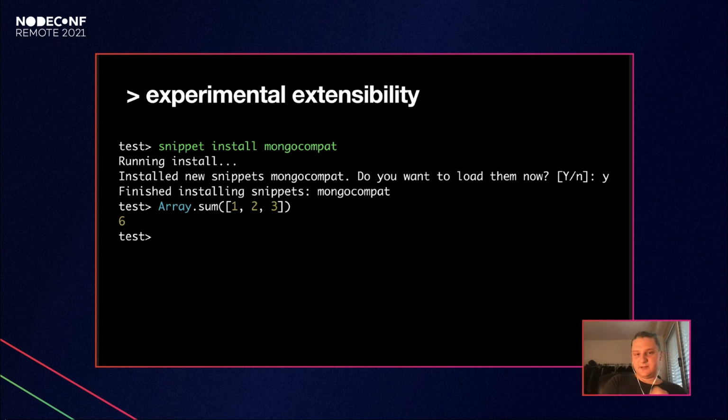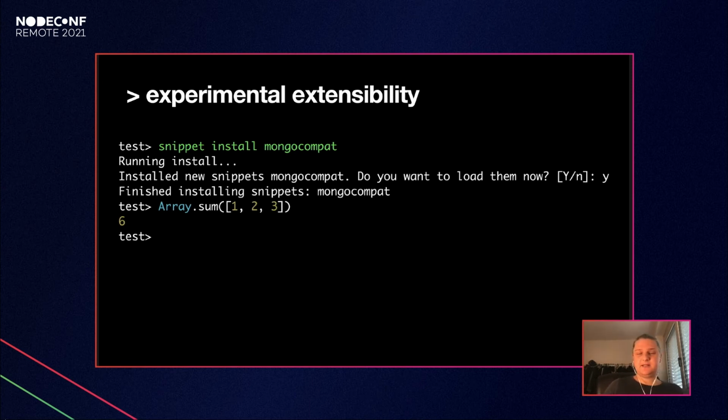You can say, yes, I want to load this right now into the shell that I'm running already. And then you can do things like array.sum, which is one of the ways in which the legacy shell expanded JavaScript built-ins, which, again, please don't do that. But I guess if you have legacy code that relies on this kind of thing, it's nice if it keeps working, at least for a while, until you have the time to migrate your stuff to cleaner APIs.